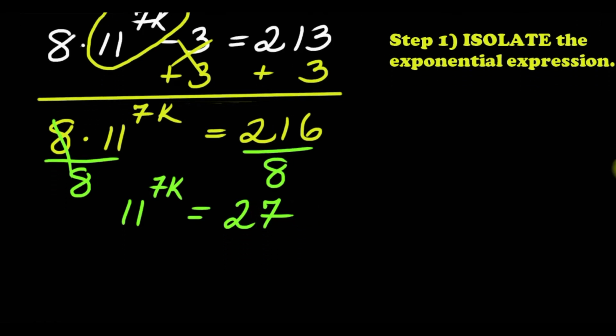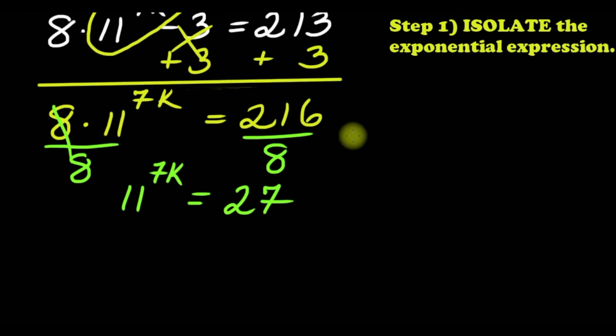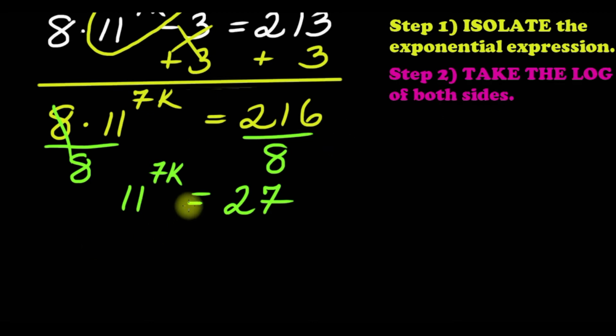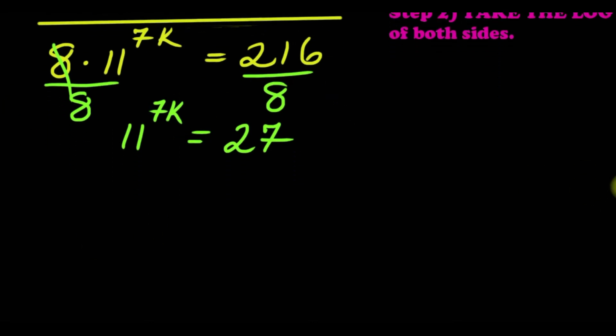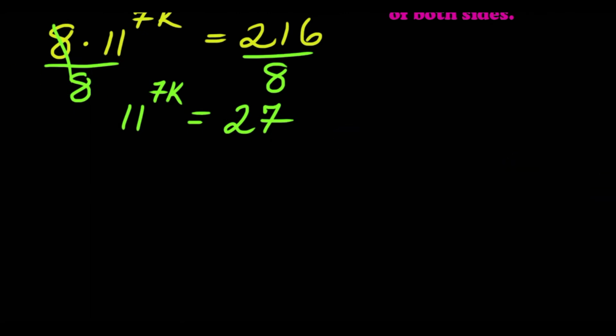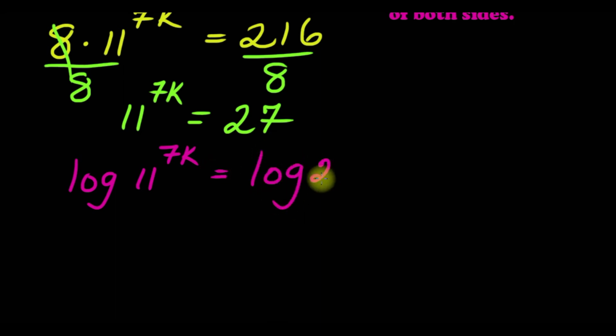Okay, so that is step number 1, to isolate the exponential expression. And then step 2 is to take the log of both sides. So we're going to take log of both sides, and this is log base 10. So log base 10 of 11 to the 7k, and then log 27.